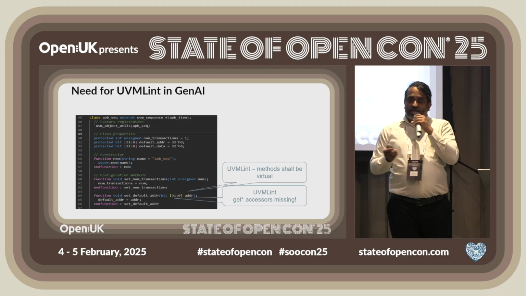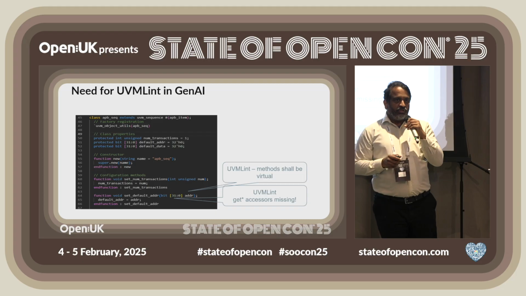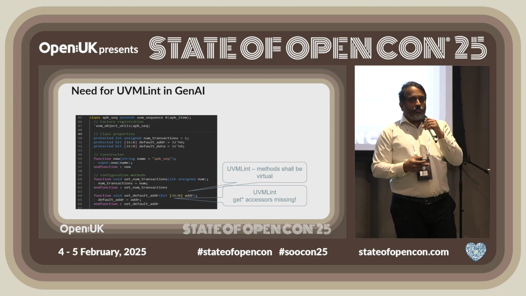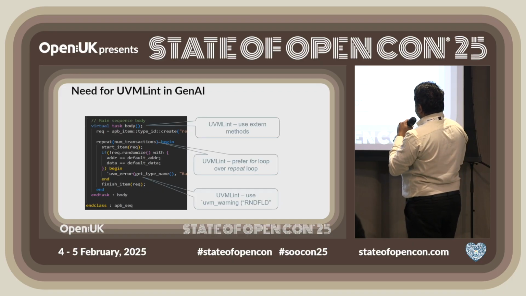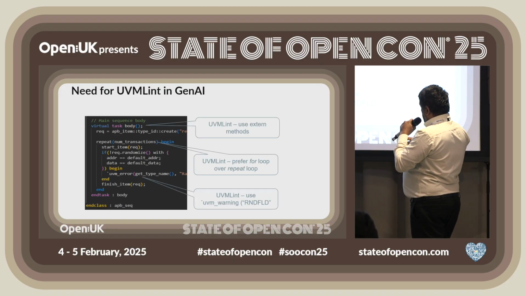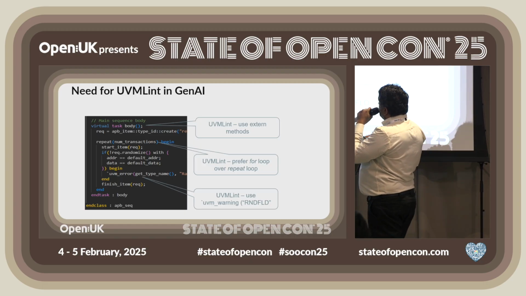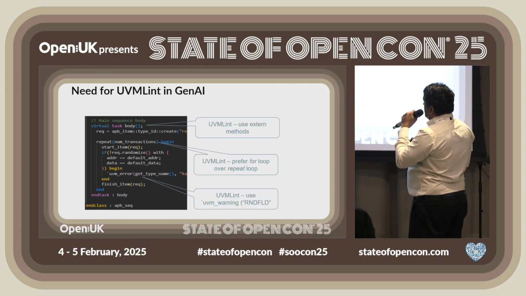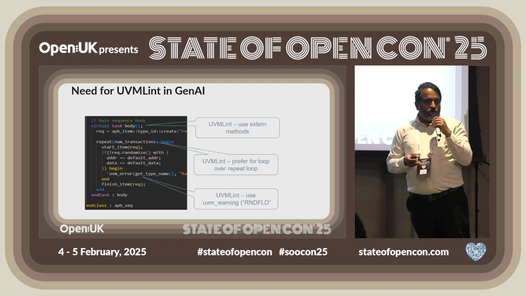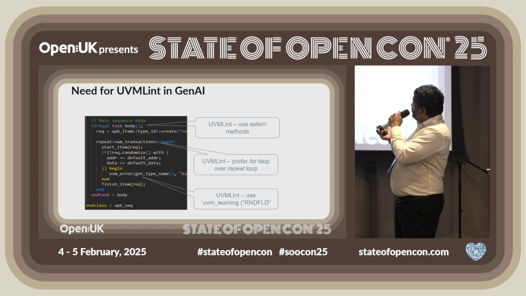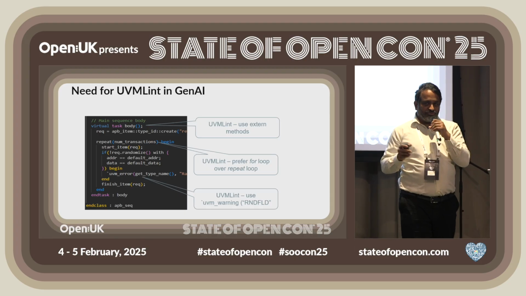Imagine that what we are going to do as a rule is, if there is a protected member, for that protected member, you need to have both a set and a get. That's a rule, for example. Continuing with it, it said, okay, here is your task body. Why do we need UVM lint in GenAI? Some teams might say, I want to always use external methods. That's a rule, if you want. Again, these are not hard and fast. You could pick and choose the rules of your interest.